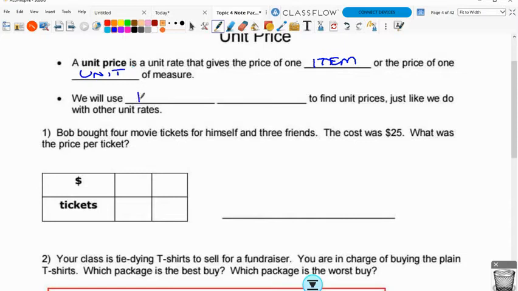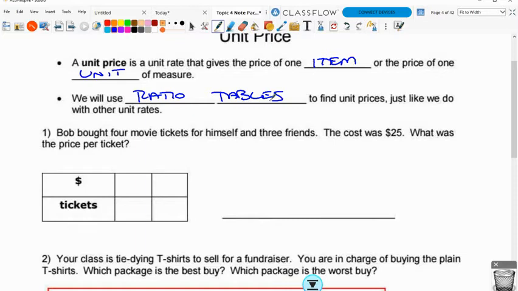Now, we will use ratio tables to find unit prices, just like we do with other unit rates. In our first lesson, we used ratio tables a lot. Unit prices are an example of unit rates, so we're going to use ratio tables again. So let's take a look at our first example.